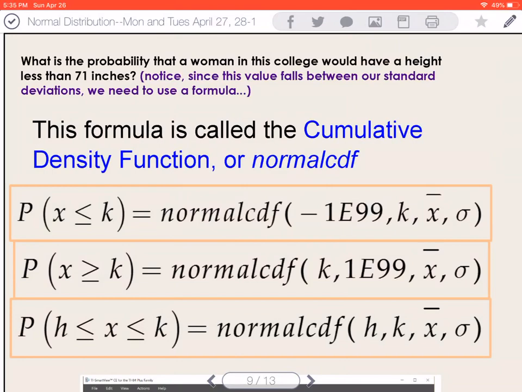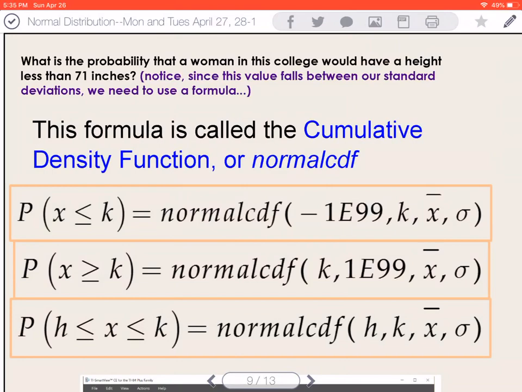So if I ask you the question of what is the probability that a woman in this college would have a height less than 71 inches, we have a problem here, right? Because 71 inches does not fall on one of our standard deviations. It's actually in between our standard deviations noted at the 70 and 72 mark. So when this is the case, we have to use a formula called the cumulative density function, or as your calculator refers to it, the normal CDF.